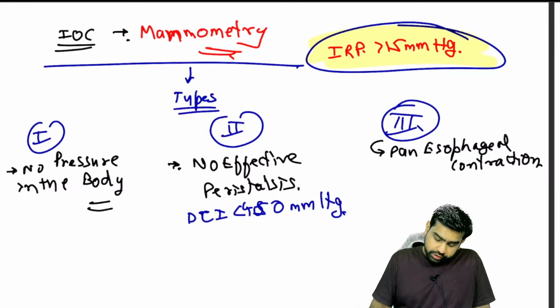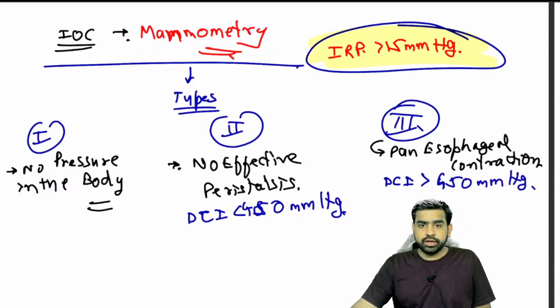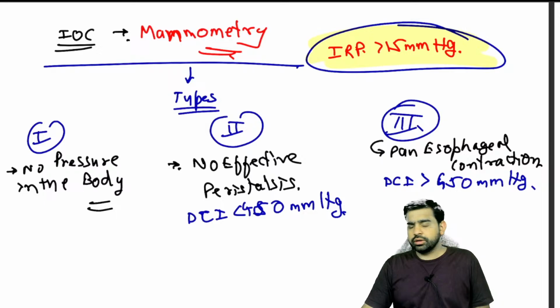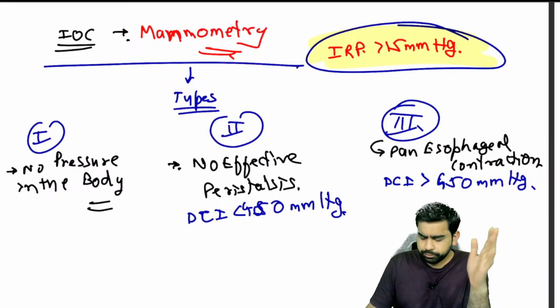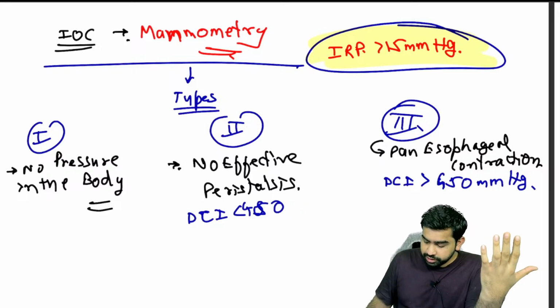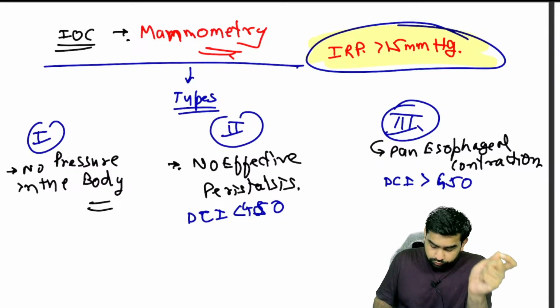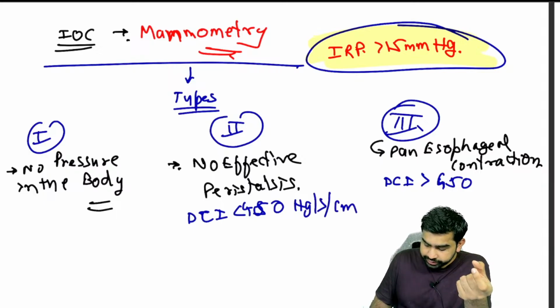And over here, what you need to understand is that the DCI is more than 450. I'm really sorry for this, it is not exactly millimeters of mercury, it is mmHg per second per centimeter. So the unit is a bit different over here. This is the amount of pressure generated per centimeter of the esophagus in one particular second. The unit is not that important.